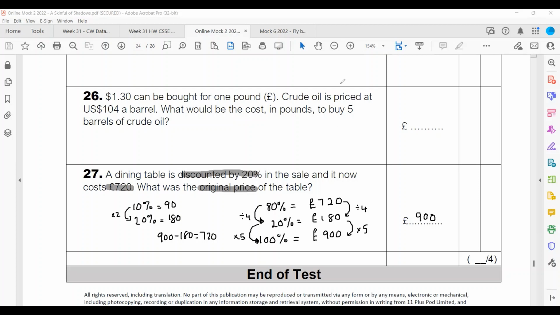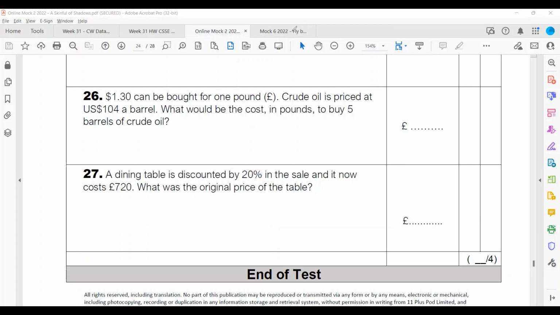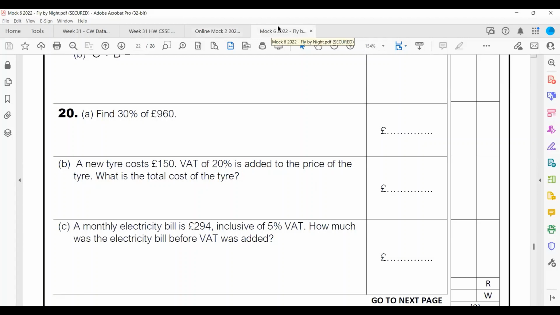We're going to go and have a look at another question now. So let me just go in here. And this time we're told that a monthly electricity bill is £294. Okay, so this is our 294, inclusive of 5% VAT. How much was the electricity bill before VAT was added? So this is another way of finding the original amount, except the wording is slightly different.